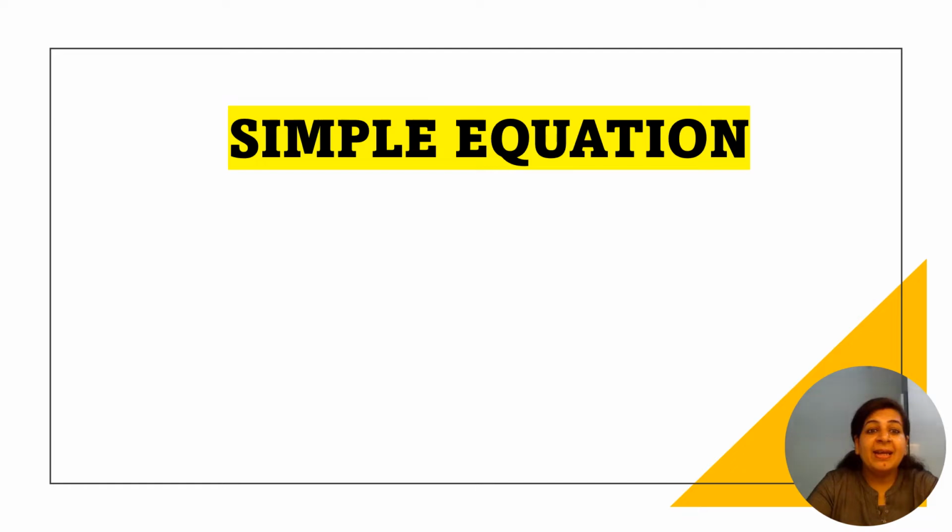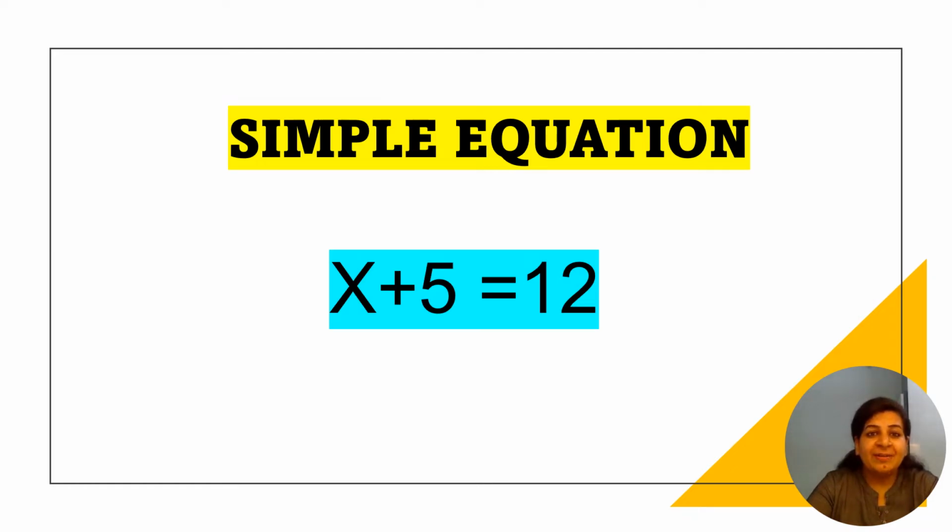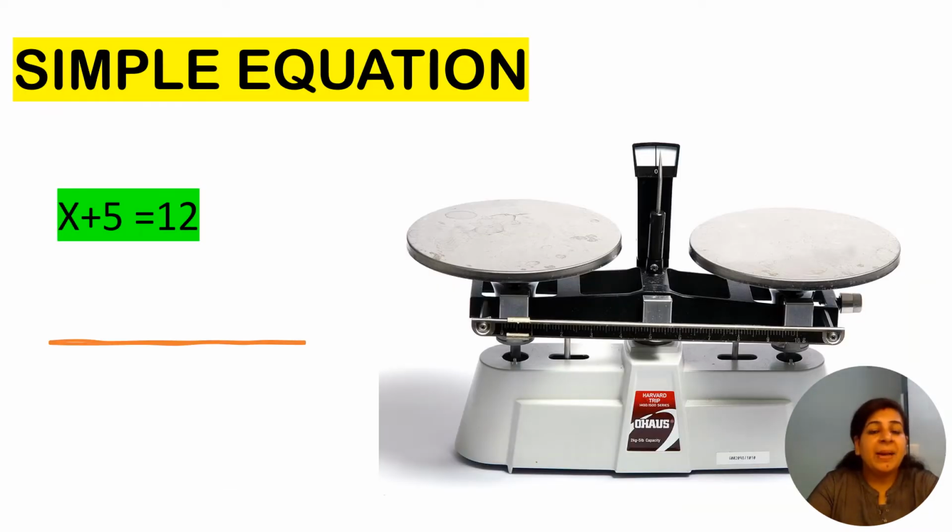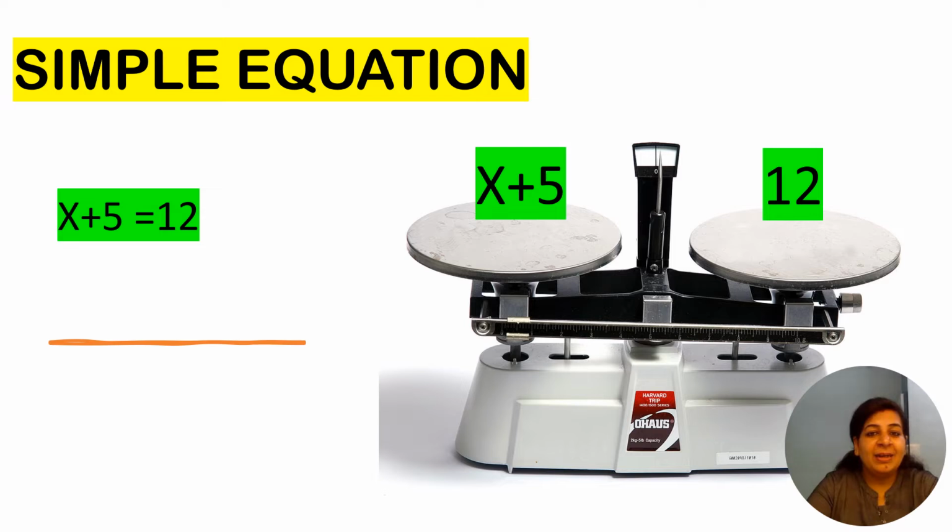What exactly is a simple equation? Imagine an equation as a balanced scale where both sides must be equal. On one side you have a mystery box, let's call it x, and on the other side you have a number.